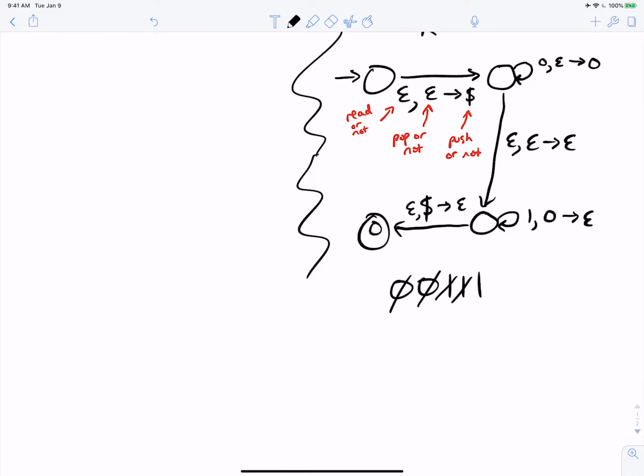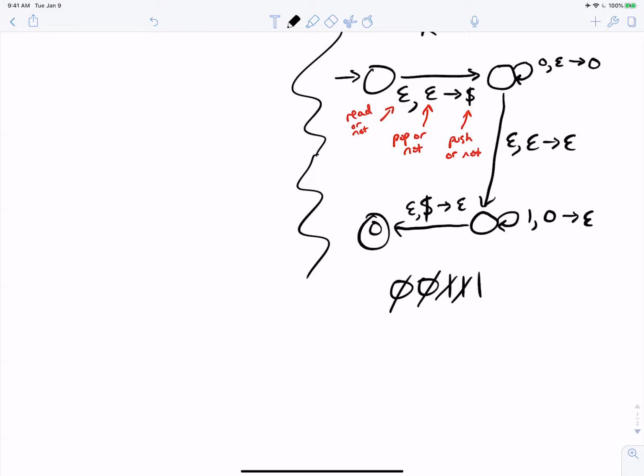But notice the transition that goes to the final state. The top of the stack now is the dollar sign, and the transition says we're not reading anything. So I can execute that transition, and let's just say I did. Then I go to that final state, and I still have input left to read because that last 1 is not read, which means I don't accept the string. You only accept the string if you've read all of it and are in the final state. Does that make sense? Okay.